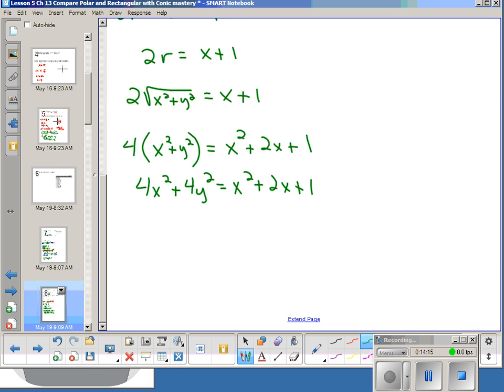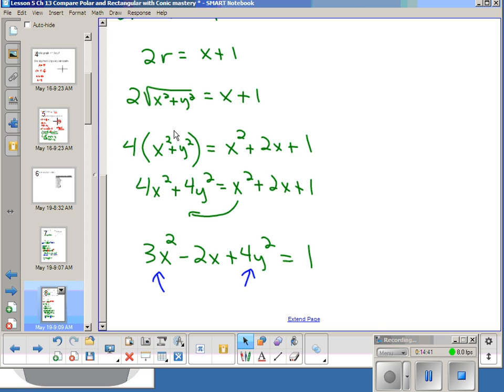And again, to see what kind of conic section we have, I need to collect my x squareds on the same side. So I'm going to subtract that over. I can subtract the 2x. What's left over there is the 1. And this is an ellipse. My x squared term and my y squared term, when they're on the same side, have different coefficients, but they are both positive. So there's my ellipse.